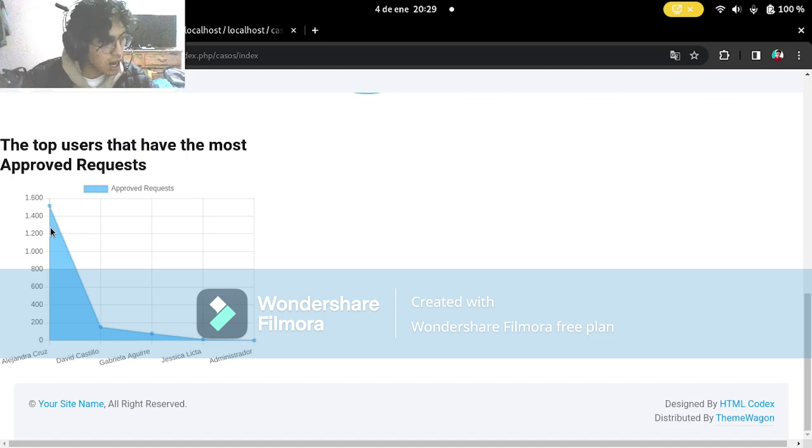has the most approved requests, followed by the user David Castillo, but it can be seen that there is a big difference in the data, since the user Alejandra has 203 approved requests, and the other users are at around 200 or so. The recommendation is that the managed or approved applications should be more balanced in the data.